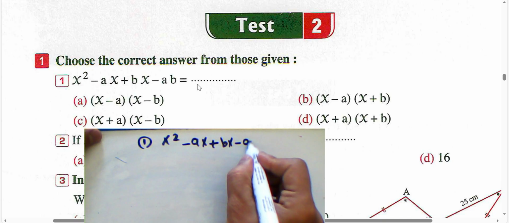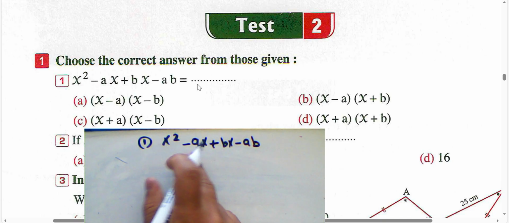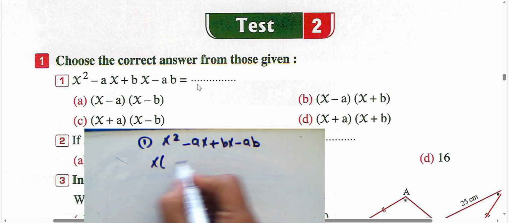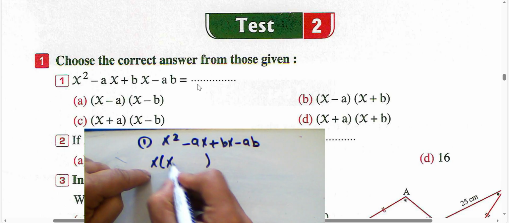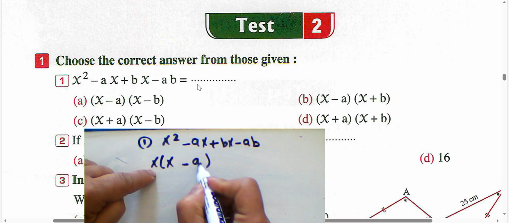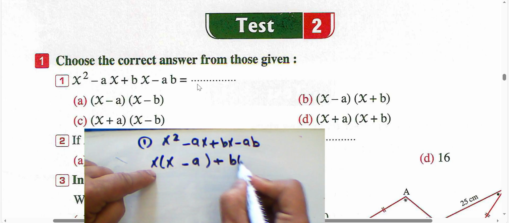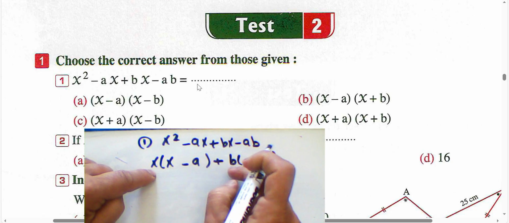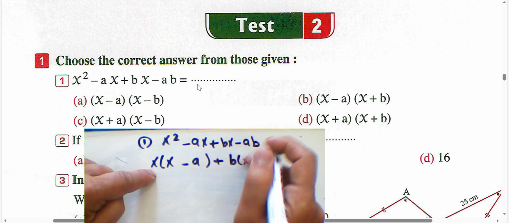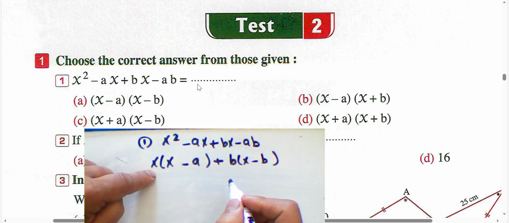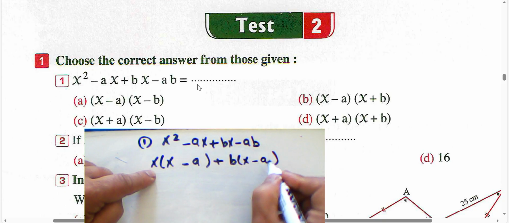plus bx subtract ab. We can factorize this term here, write x as the common factor between them together. x power 2 divided by x equal x, ax divided by x equal a. And here write b as the common factor between two terms. bx divided by b equal x, ab divided by b equal a.